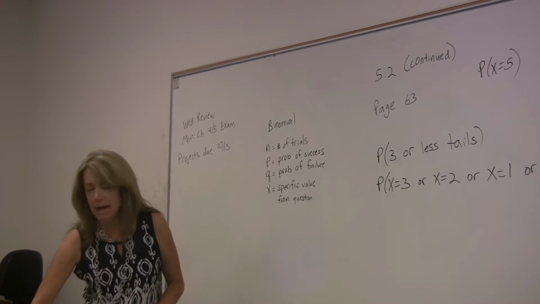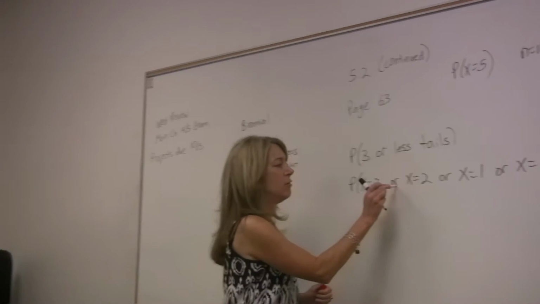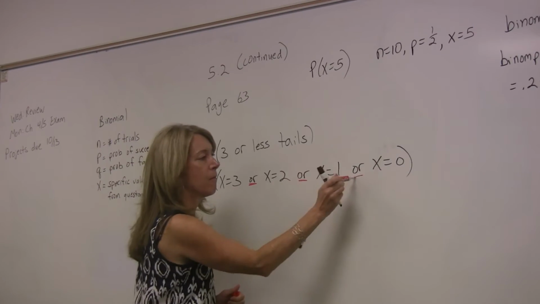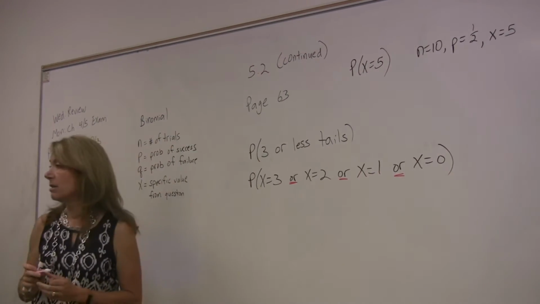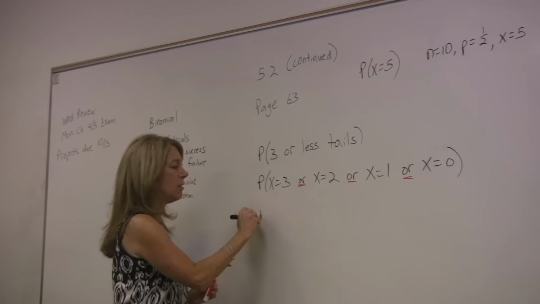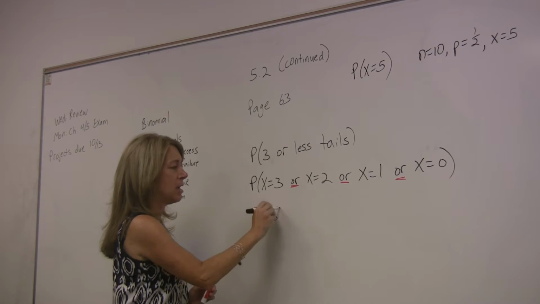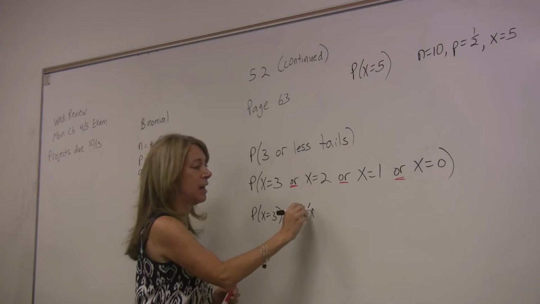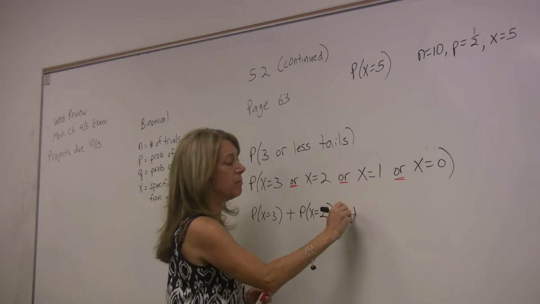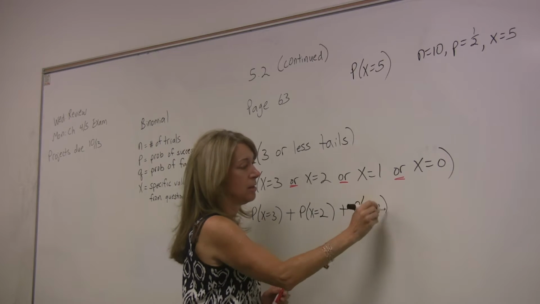And then we talked about how we know what to do when we see ors. It means we're adding probabilities. So we can do the probability that x equals 3, plus the probability that x equals 2, plus the probability that x equals 1.